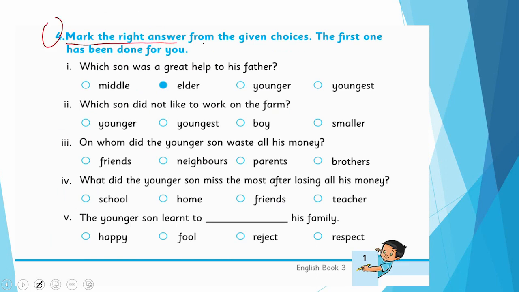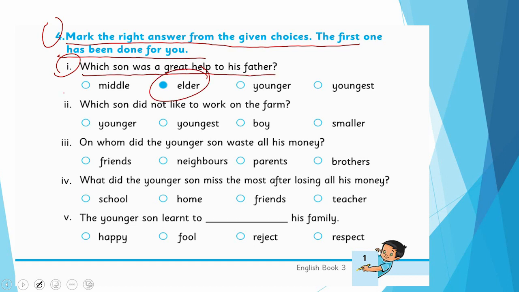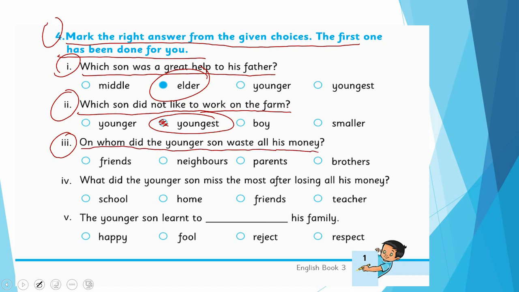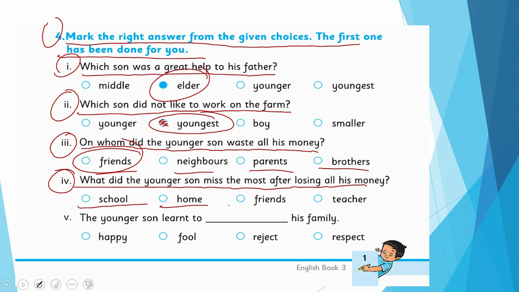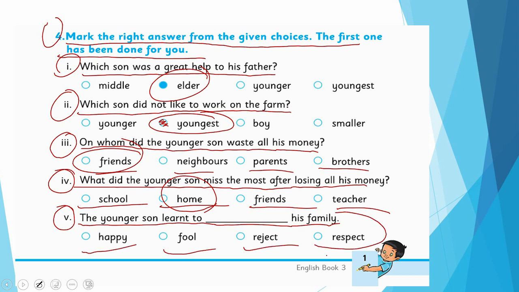Question 4. Mark the right answers from the given choices. The first one has been done for you. Which son was a great help to his father? The elder one. Number 2. Which son did not like to work on the farm? The younger, the youngest, boy or smaller? The youngest. On whom did the younger son waste all his money? Friends, neighbors, parents, brothers. Friends. Number 4. What did the younger son miss the most after losing his money? School, home, friends, teacher. Home. Number 5. The younger son learned to dash his family. Happy, fool, reject or respect? The answer is respect.